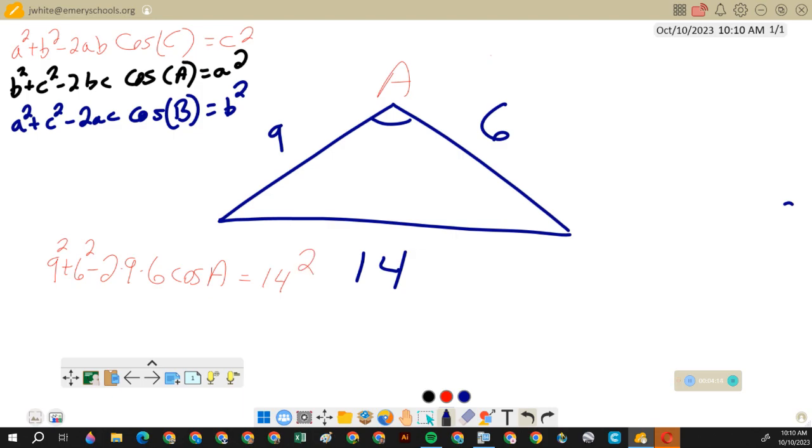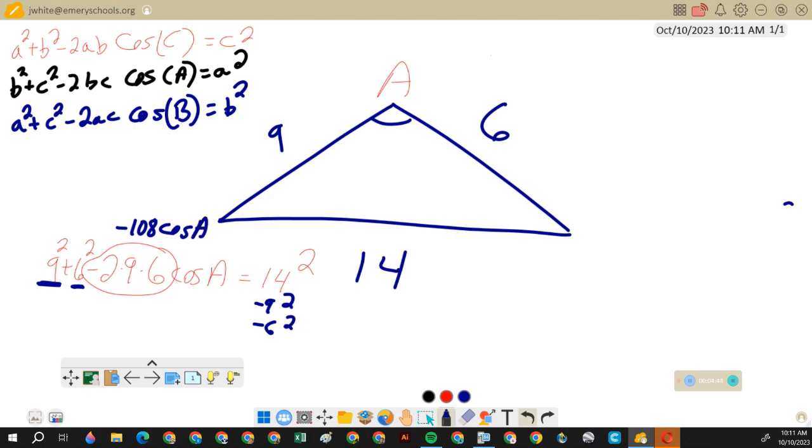Okay? So I'm going to subtract 9 squared, and subtract 6 squared. What am I going to do with that? Divide. So negative 2 times 6 is negative 12, times 9 is 108. So this is negative 108 cosine of A.